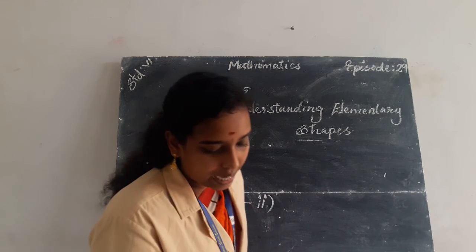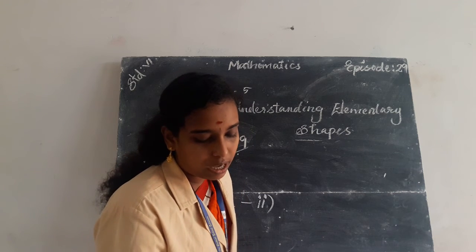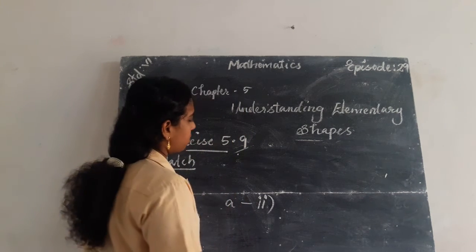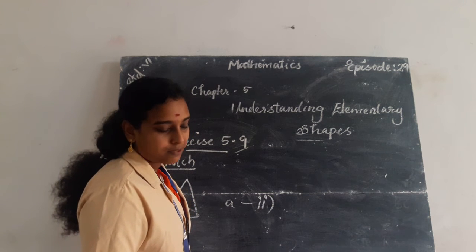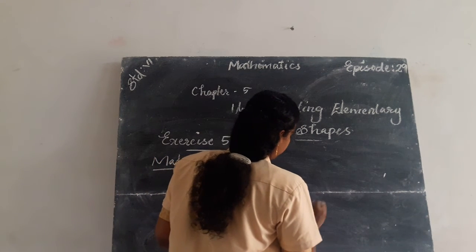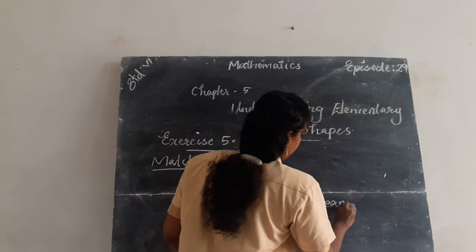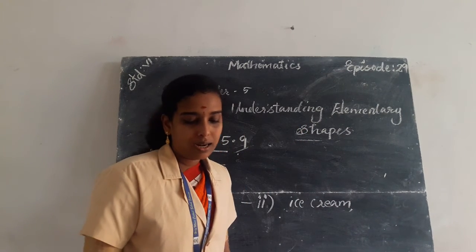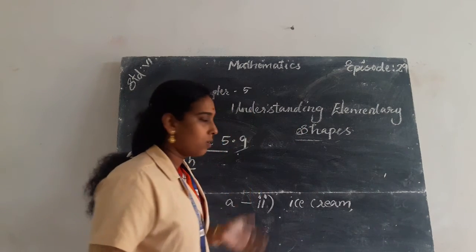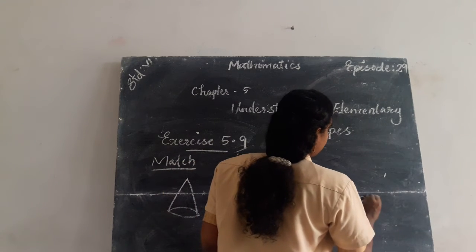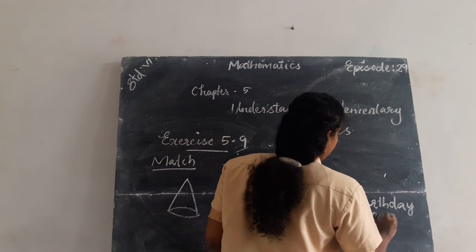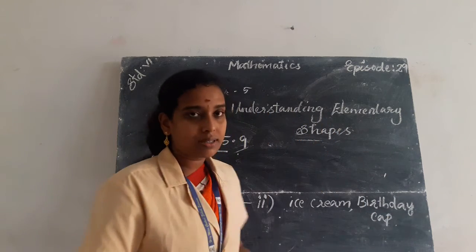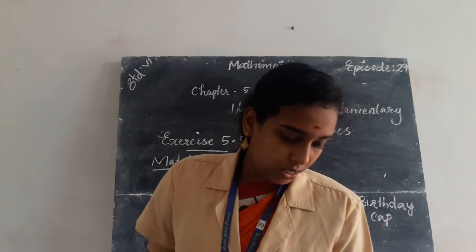And we want to write any 2 examples of each one of them. Examples of cones are ice cream, also like cone ice cream. First one is ice cream. Then the next example, birthday cap. A birthday cap is another example of a cone shape. Like this, you find the examples of each of the following.